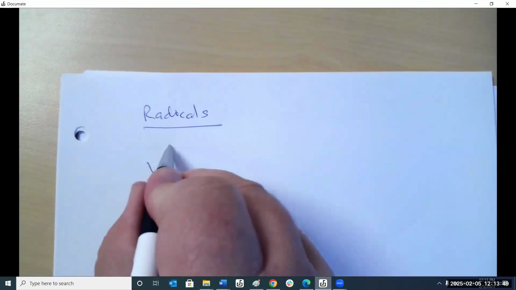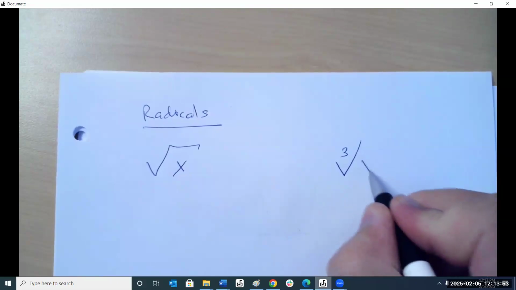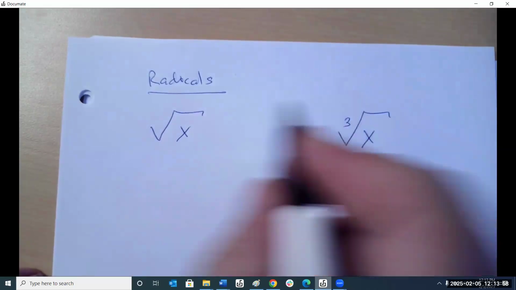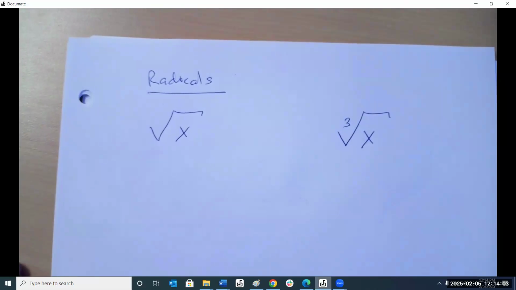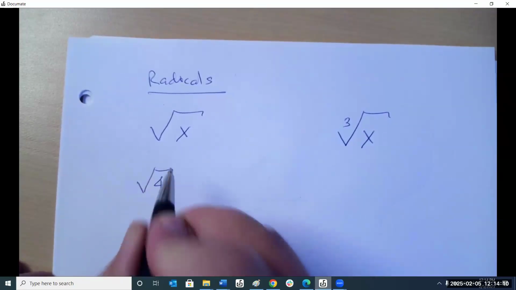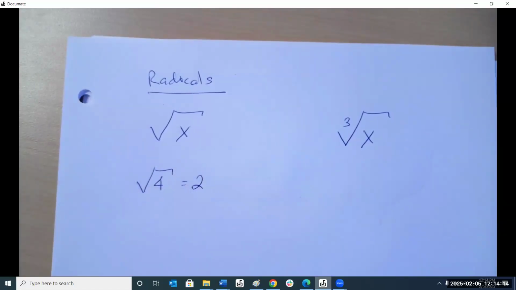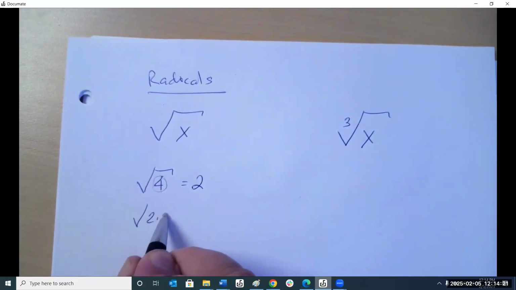Radicals. So we have the square root of x versus the cube root of x. And we can extrapolate this to odd power roots and even power roots. What is this answer? Why is it 2? Yeah, because 4, if we break it down, is 2 times 2.